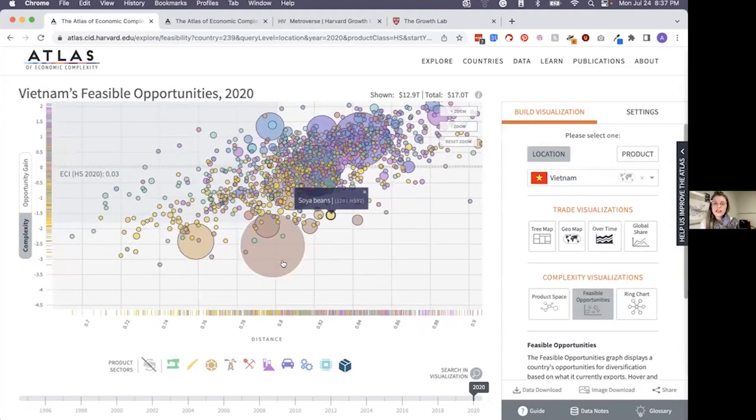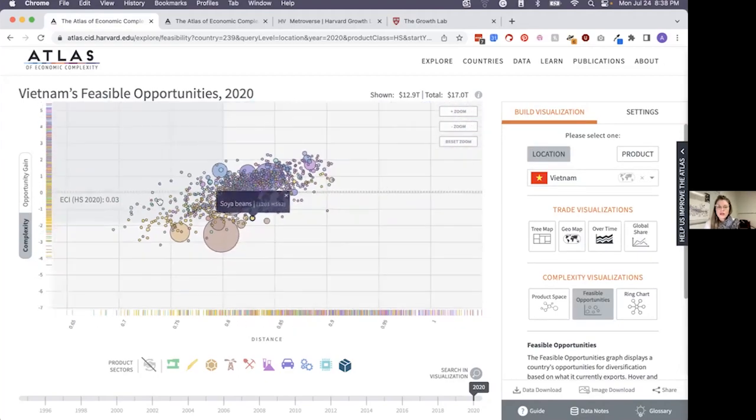So here, a circle once again is a product, just like it is in the product space. Only this time, if the circle is colored, it represents a product where the country may not necessarily have that sort of outsized representation yet, or a high RCA. And so we measure those feasible products along 2 dimensions: how close it is to things that we already know how to do in the country, and how complex is it?